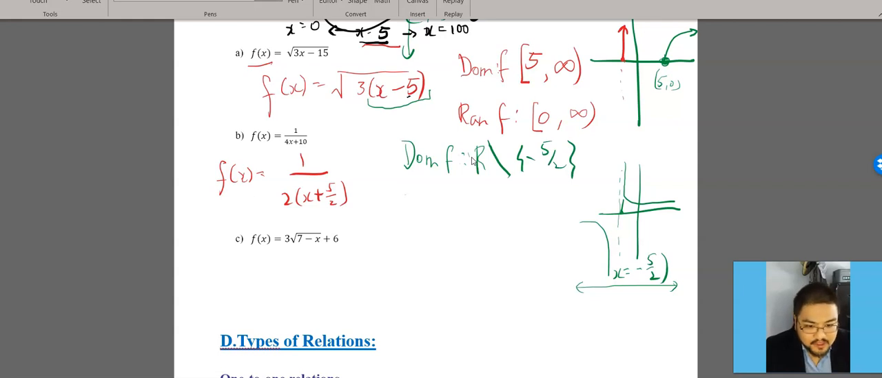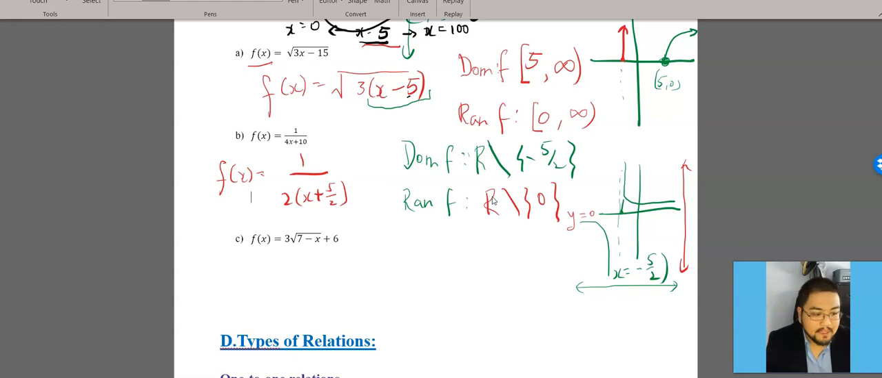And the range for this graph, remember the range is y values. It can be any value going up and down, but it cannot be this particular part here, where the asymptote is y is equal to 0. So for this one, the range is all real numbers excluding 0.